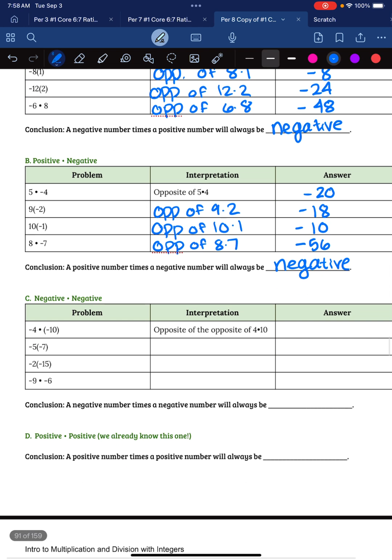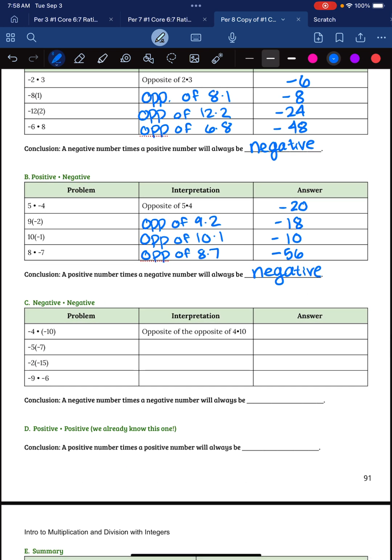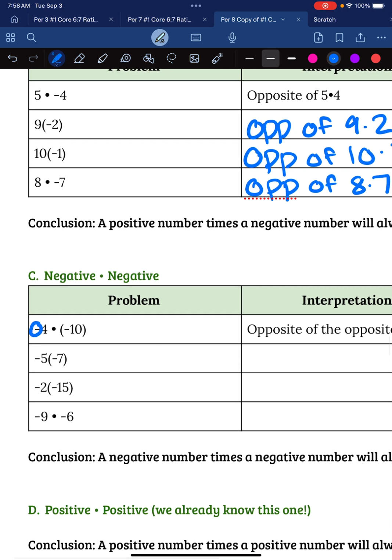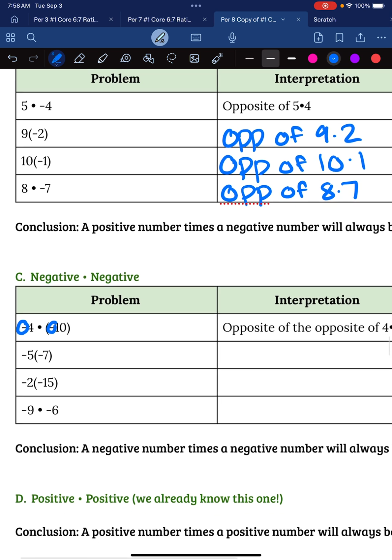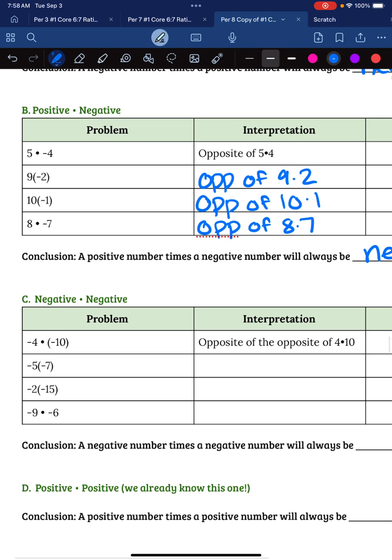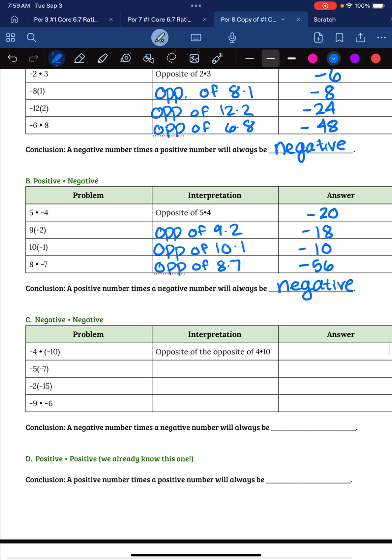All right, let's do the bottom part. So negative times negative. You'll see that now we have 2 negative signs given to us. And that means in our interpretation, we're writing the word opposite twice. Negative and opposite mean the same thing. So instead of thinking about it as negative 4 times negative 10, when we're trying to figure out why the rule works the way it does, we could think of it as 4 times 10, then take the opposite of the opposite. So 4 times 10 is 40.